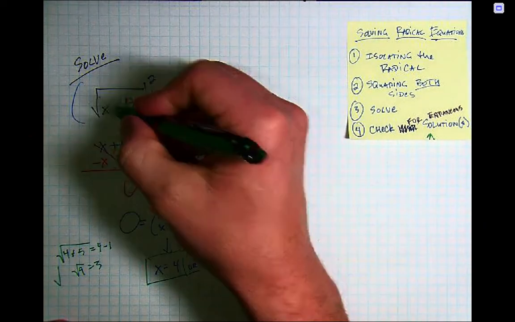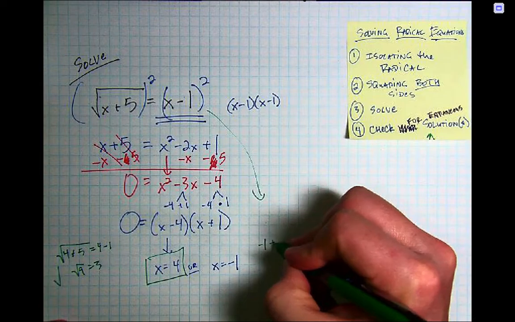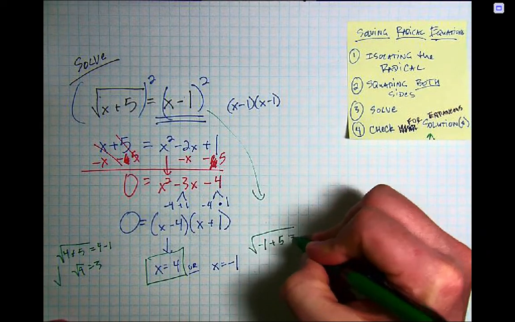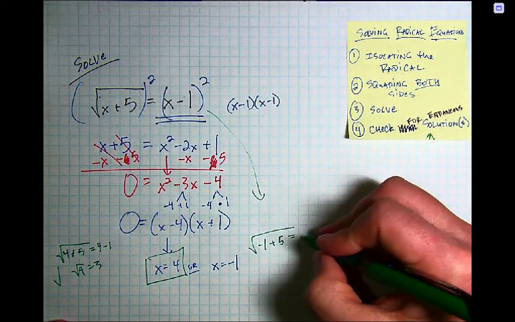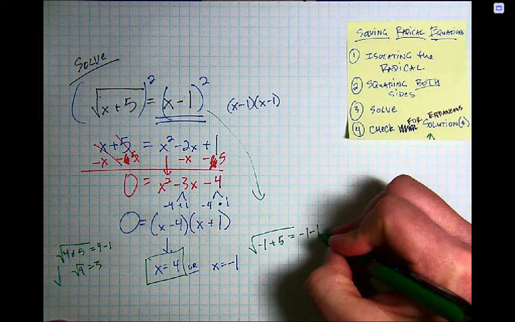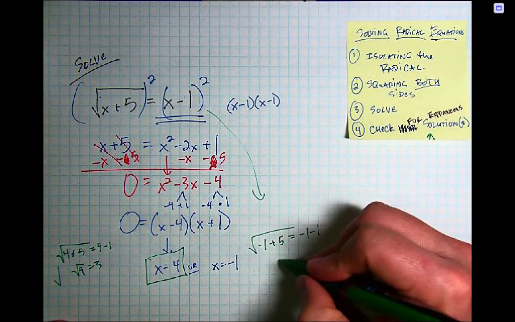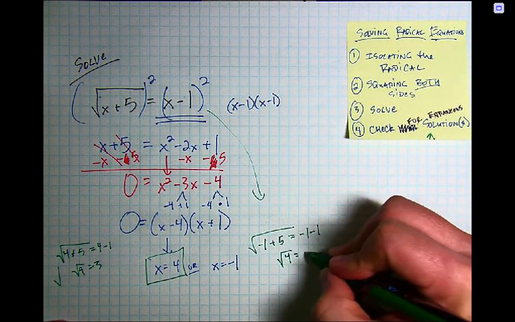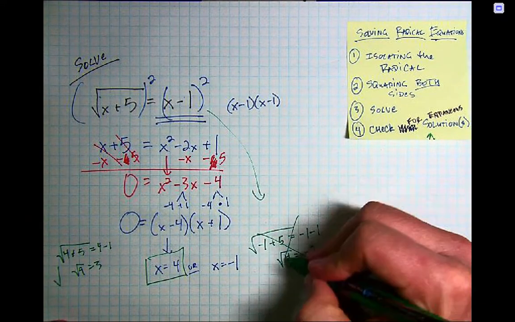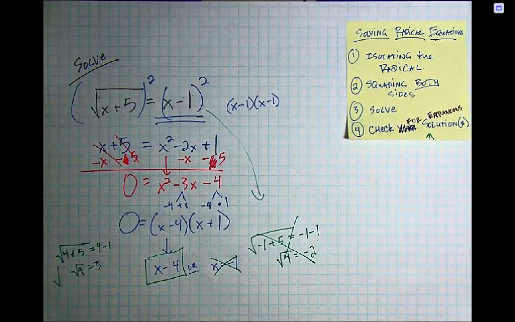Check this one. When I put a negative 1 in, negative 1 plus 5, and then square root that equals, put a negative 1 here. That's the square root of 4 equals negative 2. Sorry. That's an extraneous solution. And we need to cross it out and only keep the solution that actually is a real solution to this problem.